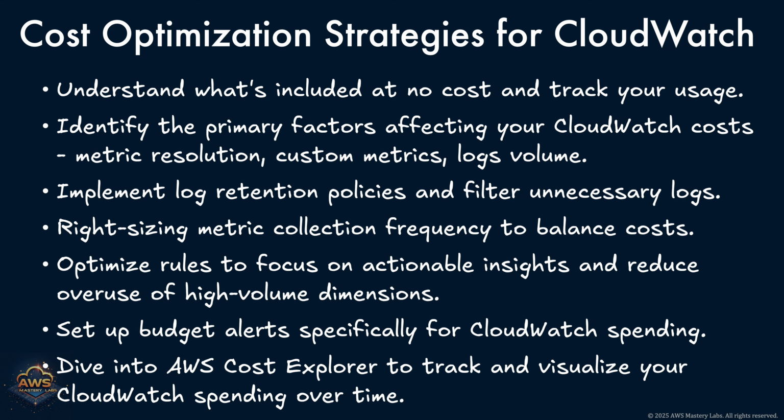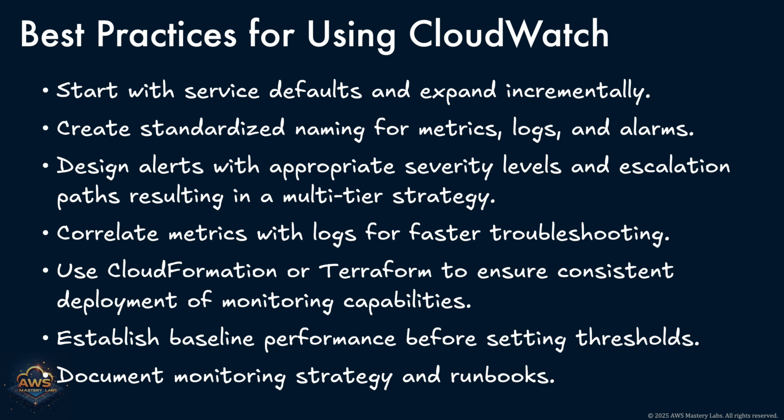Start simple. Use the default metrics that AWS services provide out of the box. These include CPU utilization, network traffic, disk I/O, and more. Begin with these built-in metrics and expand incrementally as your understanding of the system evolves. Over time, you can introduce custom metrics tailored to your application needs.